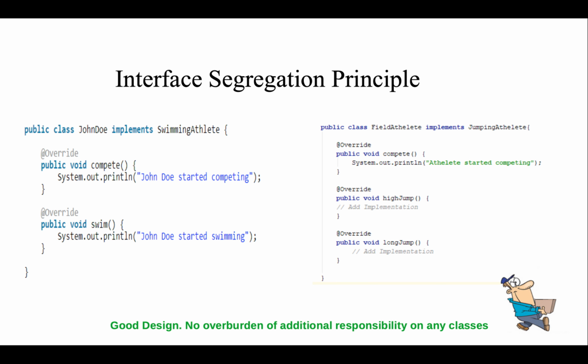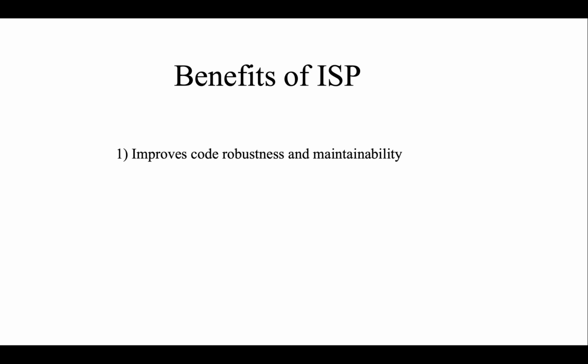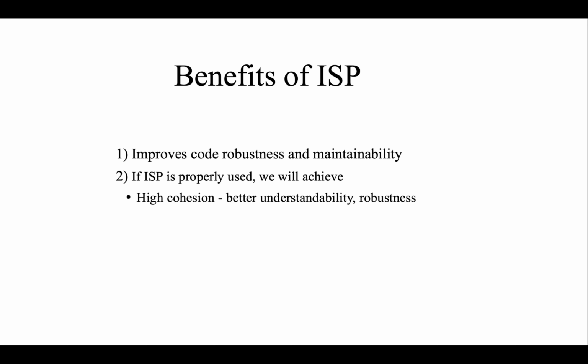Let's see a few of the benefits that we get from this principle. The first benefit is that we get maintainable and robust code, which results in high cohesion. That means we will have a better understanding of our code and our code will be robust. The next advantage is low coupling. That means we will be able to maintain our code in a better way. So these are a few advantages of the interface segregation principle.